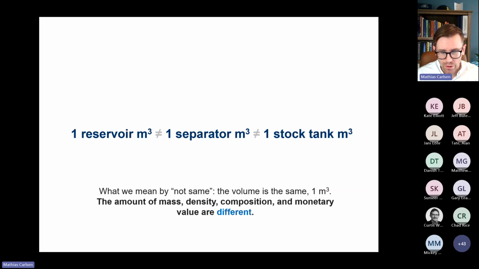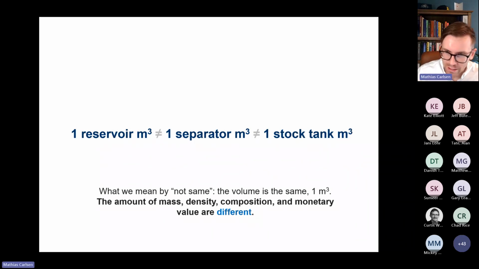and you got the choice, and here the gas is in a place where gas has no value. Would you pick one reservoir barrel, one separator barrel, or one stock tank barrel in that scenario? I just want you to think about it. I'll give you 10 seconds.